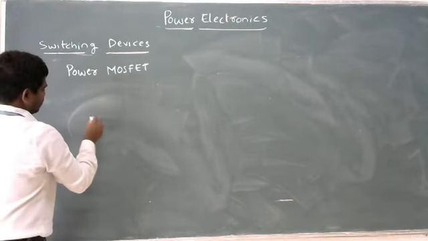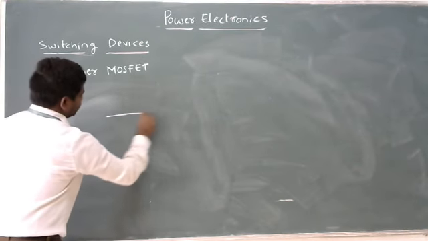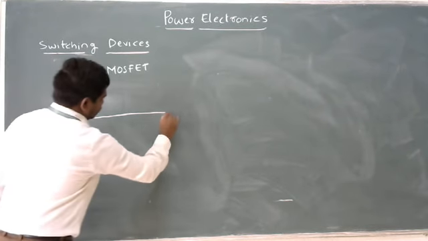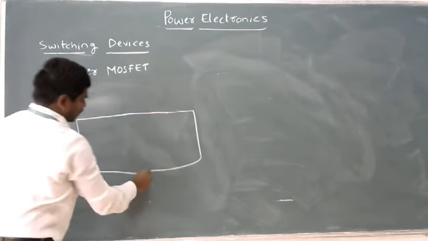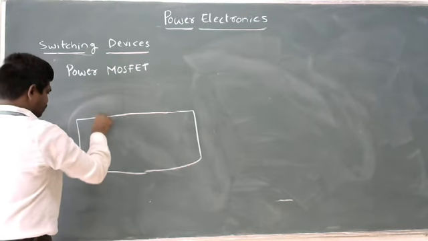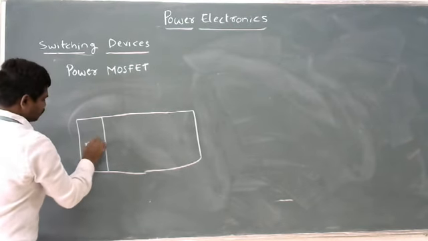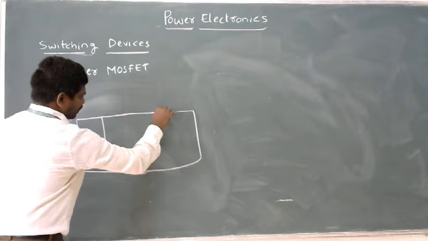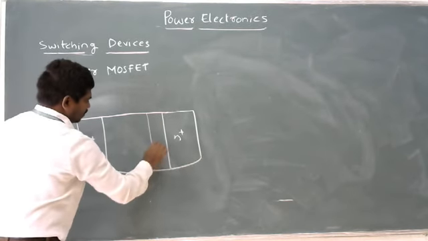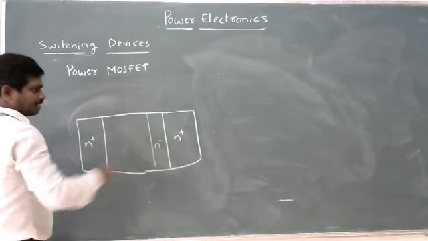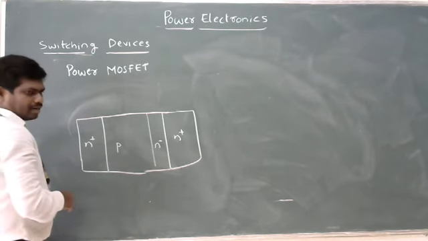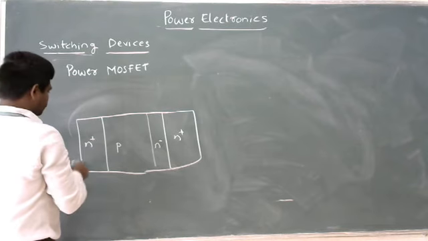So take down again the structure of power MOSFET. This is my structure of power MOSFET. I am taking it in horizontal manner. This portion is N plus portion. This portion is N plus portion. This is N minus portion, as same as the previous one. This is P type body. As I said, this is the P type body.